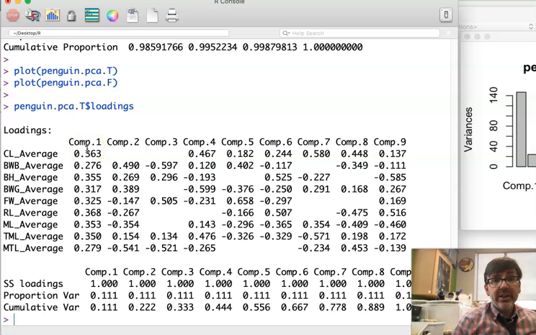So in that case, the bigger you are, the bigger the beak, the bigger your flipper, the bigger your radius, the deeper your beak, generally you're going to have a bigger component 1 score. And smaller birds with smaller beaks, shorter beaks, smaller radiuses, smaller flippers are going to have more negative component 1 scores.